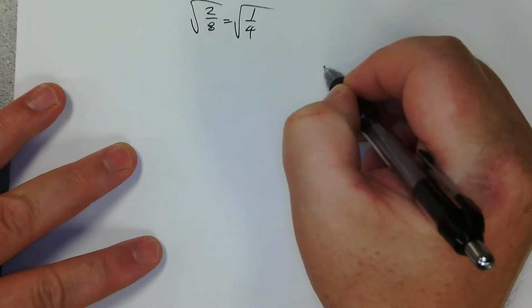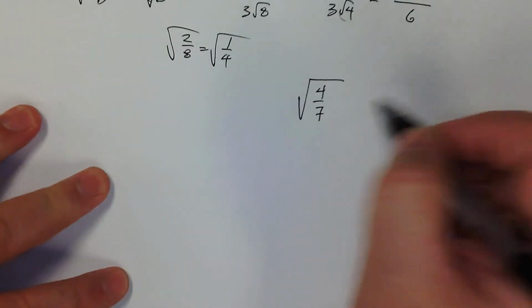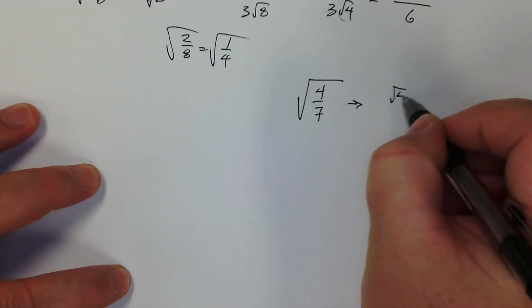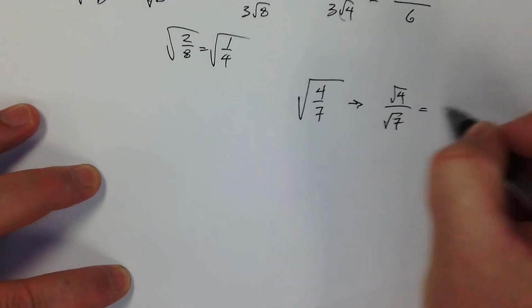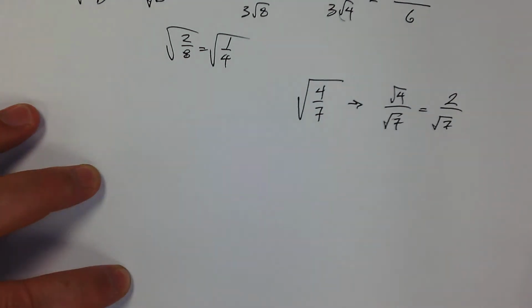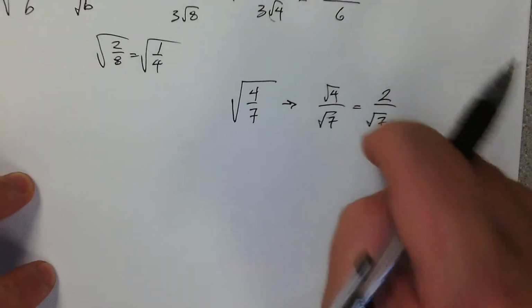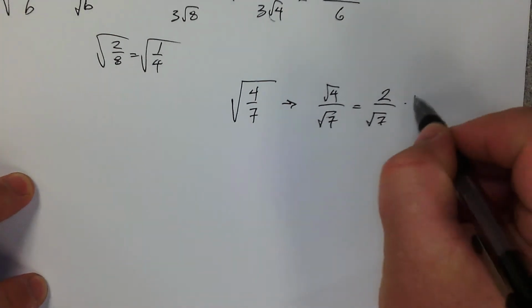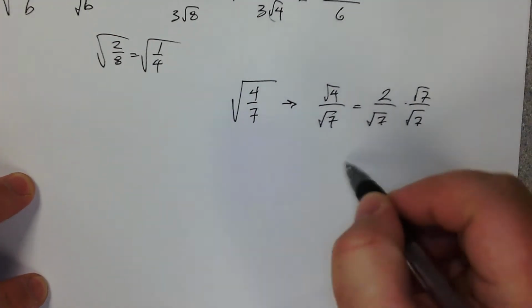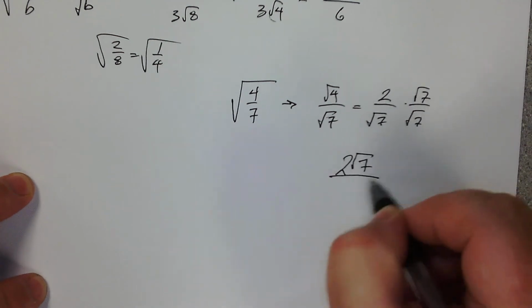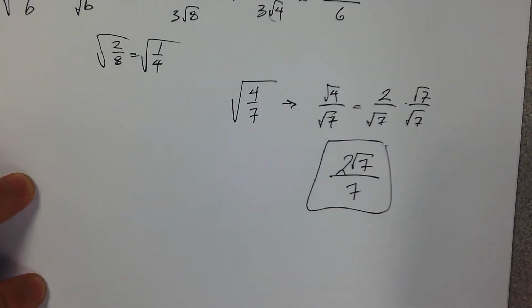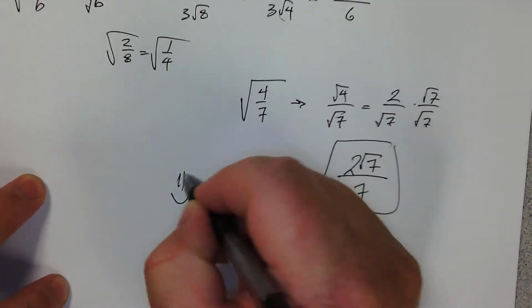All right. Square root of 4/7. Now here's a situation where we might want to separate them. Yeah. Square root of 4 is 2. This is not a rational denominator, so we have to fix that, right? So we have 2 root 7 over 7. And that's it. Done. All right, and that is all she wrote, folks.